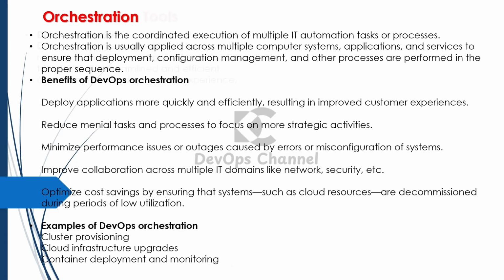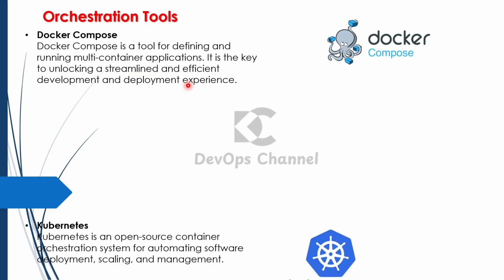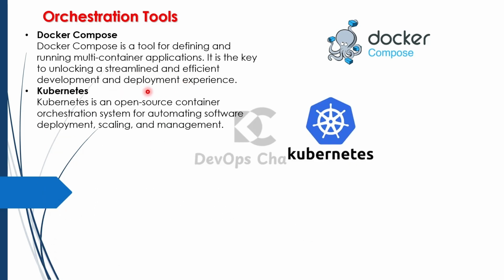Now, if you talk about tools, the first leading tool is Docker Compose. This is its icon. Docker Compose is a tool for defining and running multi-container applications. It is the key to unlock a streamlined and efficient development and deployment experience. The next one is Kubernetes. This is the most in-demand and most advanced tool, so it is preferred over Docker Compose.